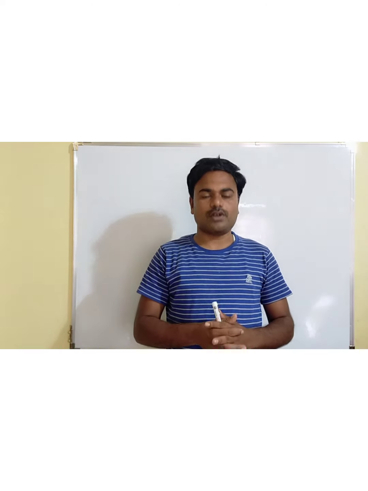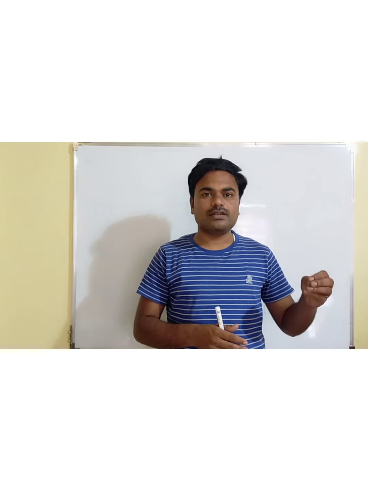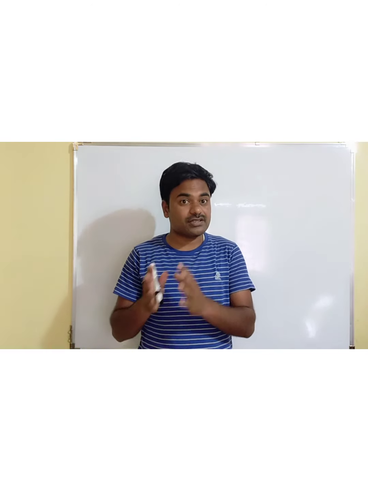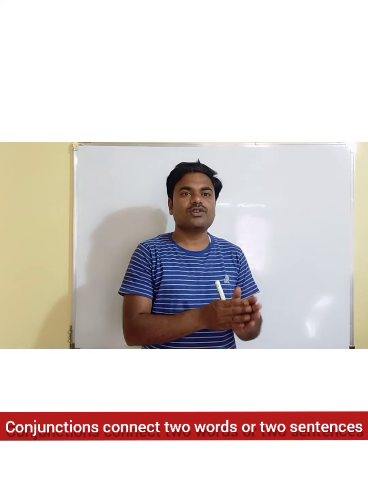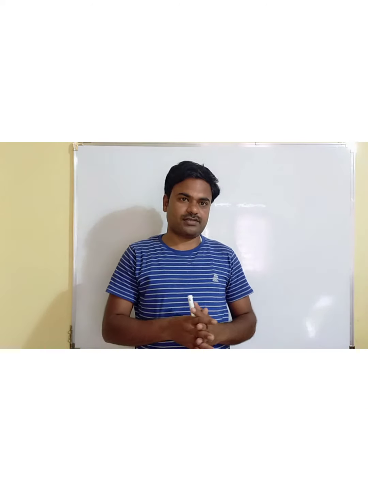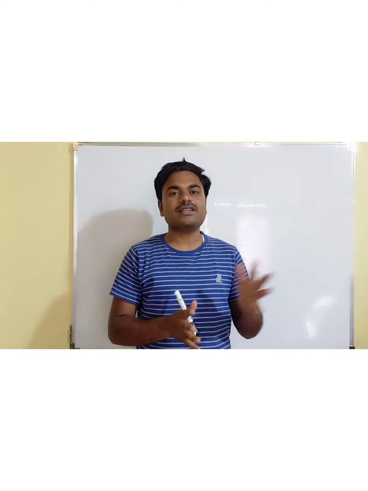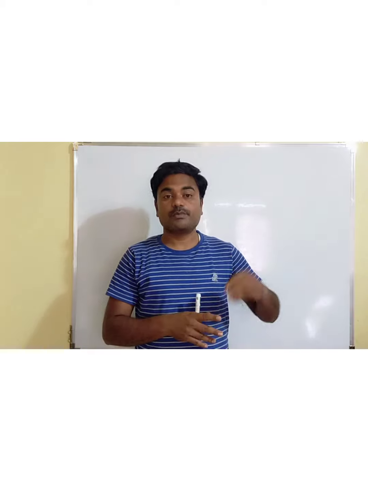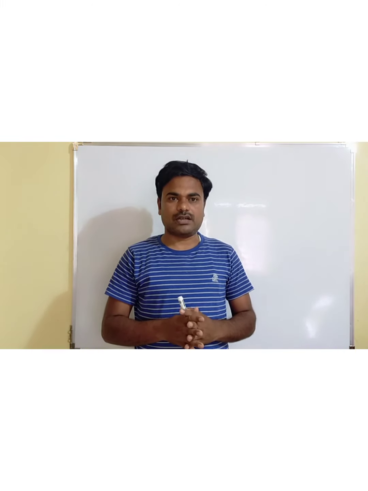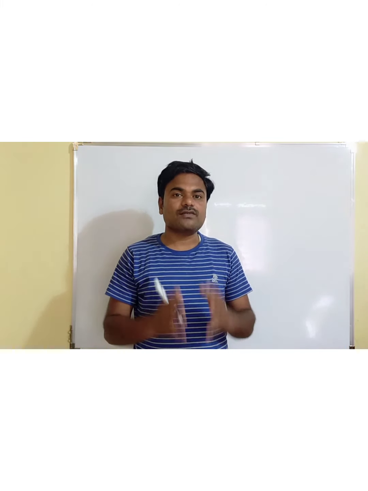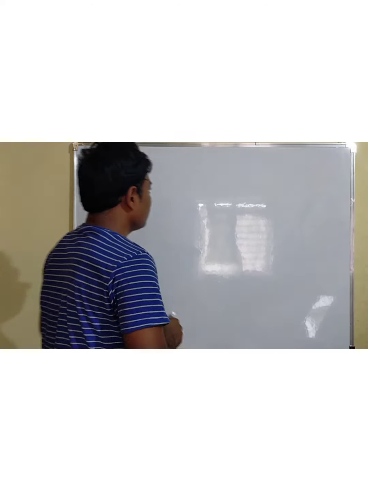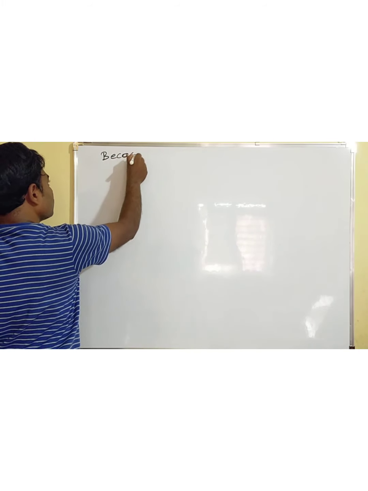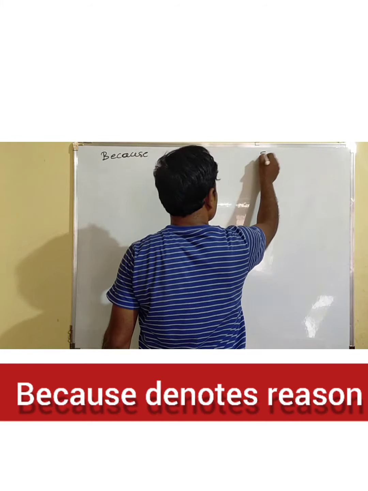So first of all, we have to understand the meaning and definition of conjunction. A conjunction is a word used to connect two words or sentences. So conjunctions are connecting words; they connect two words or sentences. Because and so are both conjunctions, and often they are confused. So let me clear up the difference between because and so.